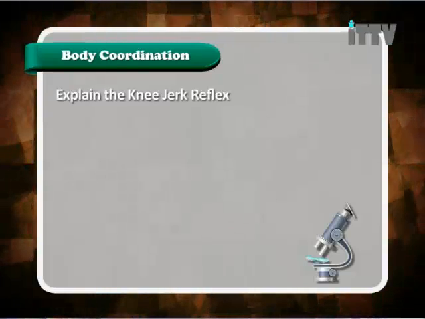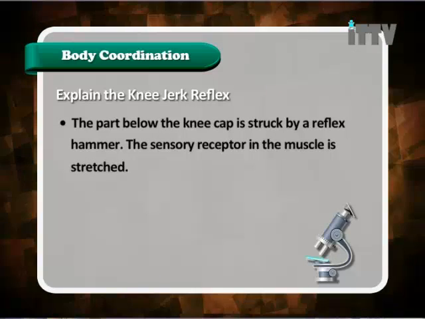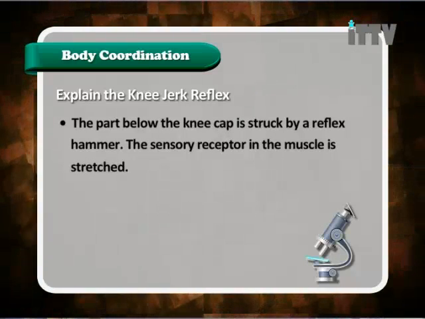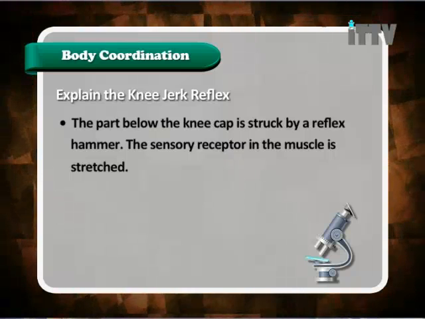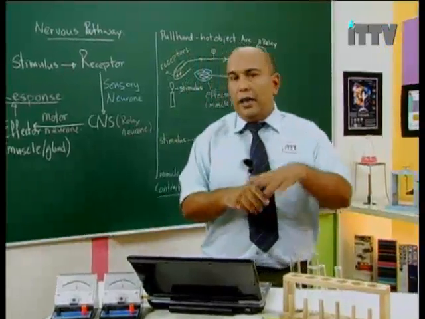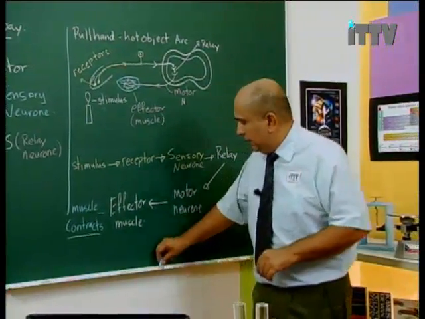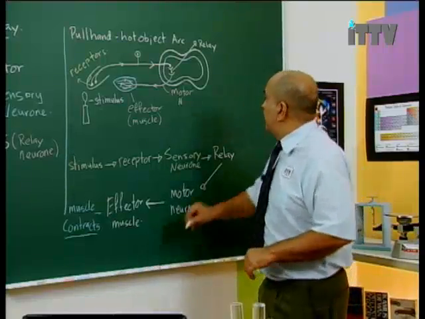Explain the knee jerk reflex. The part below the kneecap is struck by a reflex hammer. The sensory receptor in the muscle is stretched. So this is your knee jerk. Now let's go up to the board and step through this so that we understand all the things that are occurring. Okay? So let's begin.